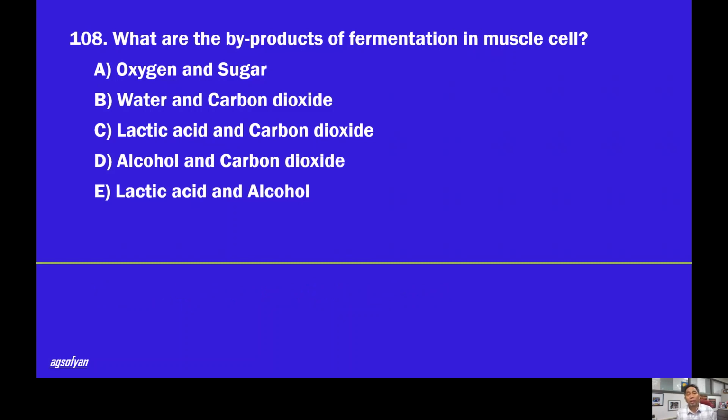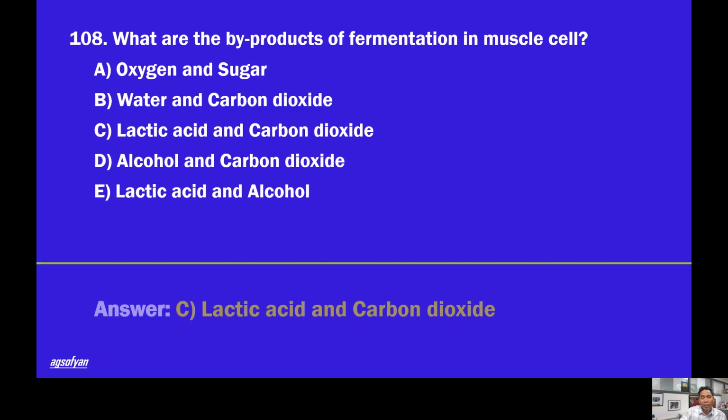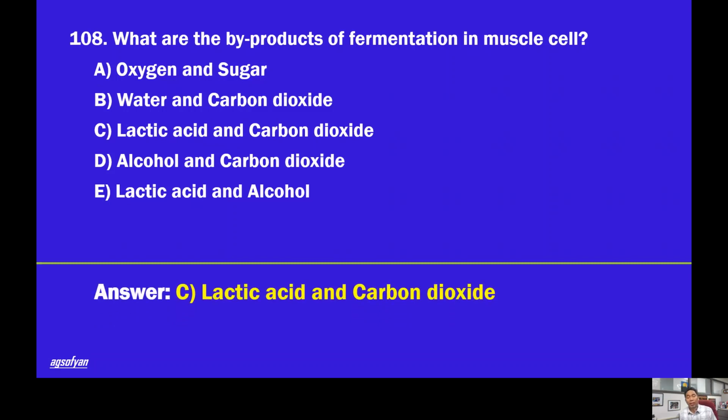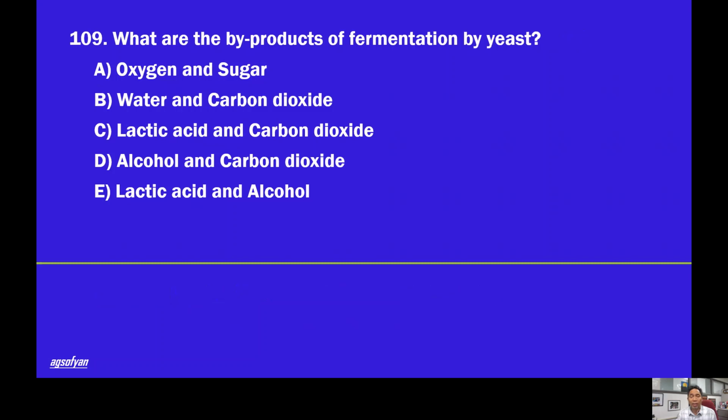108. What are the byproducts of fermentation in muscle cells? Oxygen and sugar, water and carbon dioxide, lactic acid and carbon dioxide, alcohol and carbon dioxide, lactic acid and alcohol. Choose your answer. Okay, so the answer will be lactic acid and carbon dioxide. So this is fermentation in animal cells, in muscle cells.